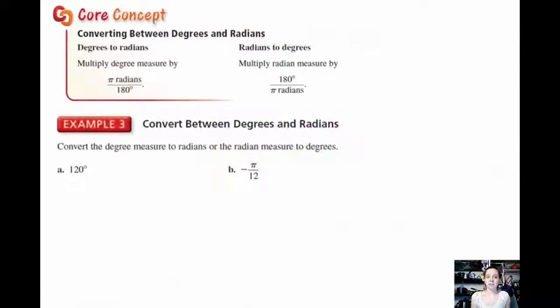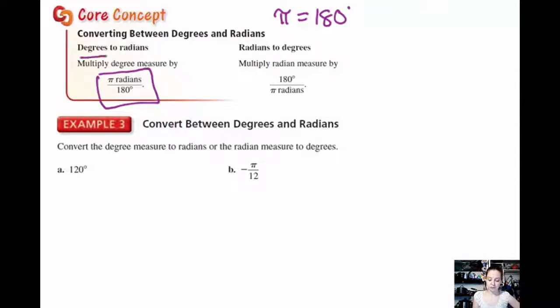Finally, topic 3, converting between degrees and radians. In examples 1 and 2, you've been given the angle measures in degrees, but there's actually another way to measure angles, and that is using radians. So it's important for you to know how to convert between degrees and radians. And what you need to know is that pi equals 180 degrees. And that's where we get these two ratios.